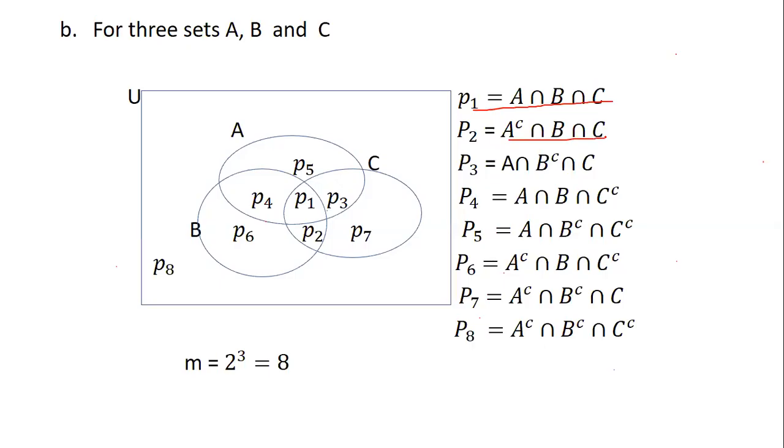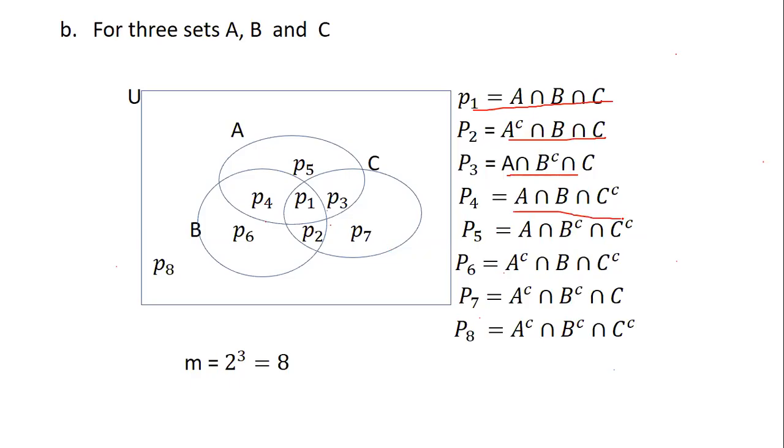Similarly, we have P3, which is also outside the circle of B. Therefore, we have A intersection B complement intersection C. P4 is also outside the circle of C. So therefore, we have A complement intersection B intersection C complement.